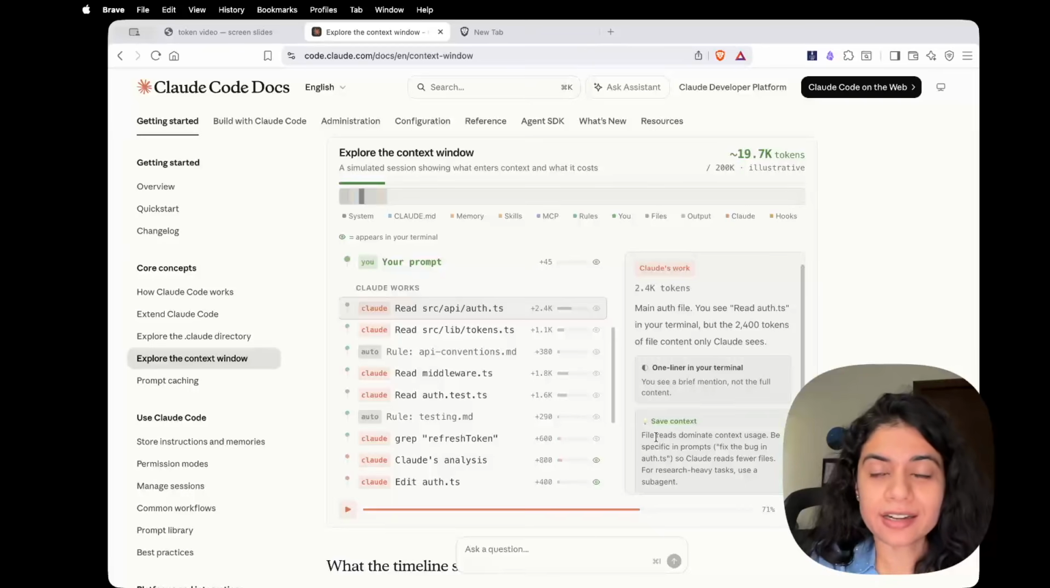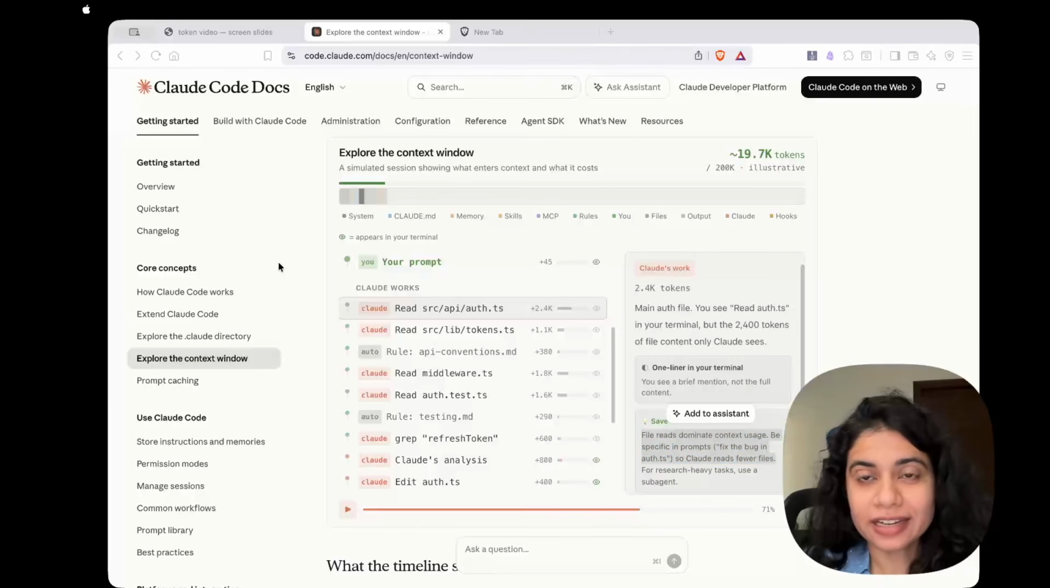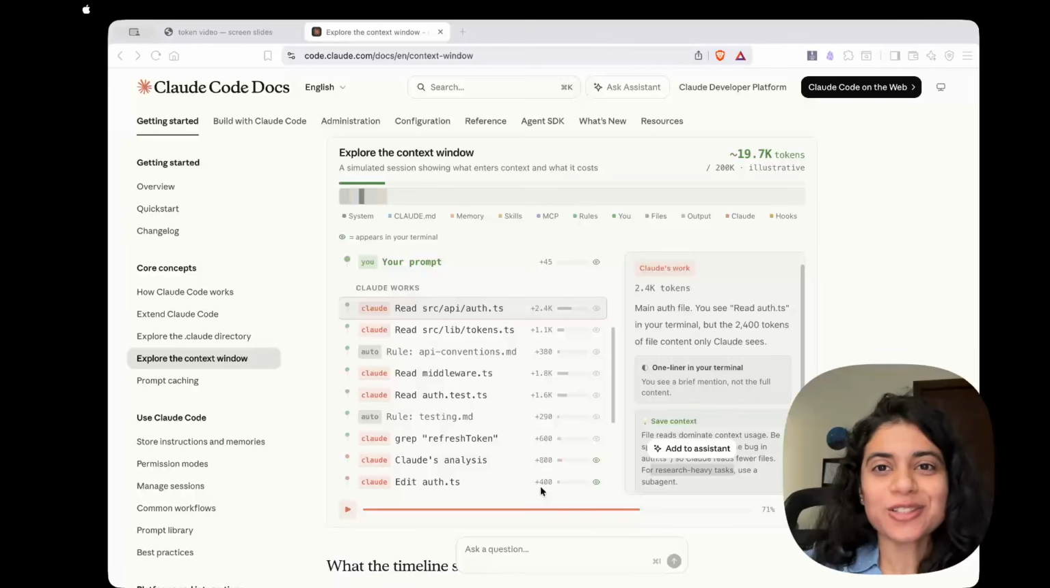If you see here, this is the context window walkthrough. And it mentions for this case, the file reads dominate context usage. Be specific in prompts, so Claude reads fewer files. If you have a debugging session where Claude is reading tens of files with thousands of lines, that's where your tokens are going. So that's where my 30 messages went. I was doing this research job where I had to spin up 104 agents, and all of these agents were reading their own files and resending their own context. So this is the first mechanic. Everything is reset with every message that you type. So keep this in your head.